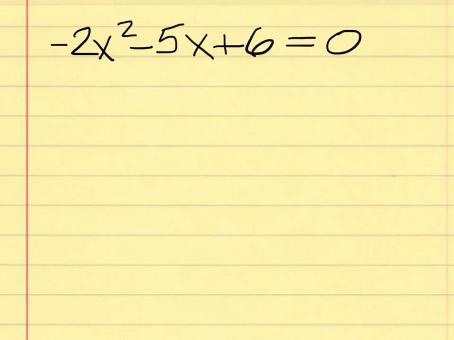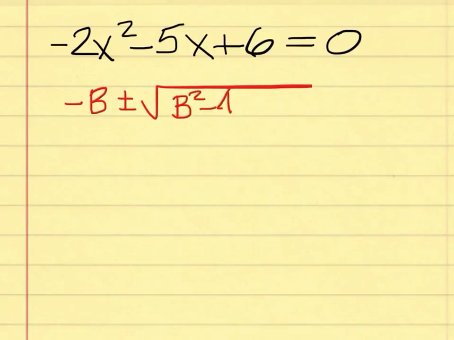The problem is negative 2x squared minus 5x plus 6 equals 0. What is the first thing that I do for this problem? First you got to put down the formula, right? That's right. You put the formula down, so we'll give him a point for that. And the formula is negative b plus or minus the square root of b squared minus 4ac over 2a.